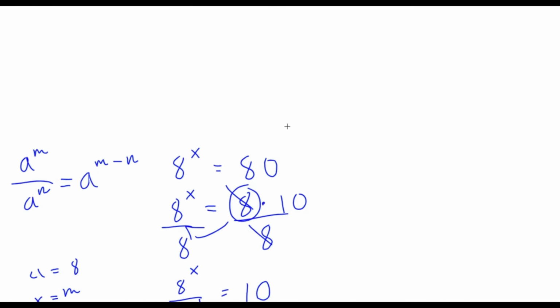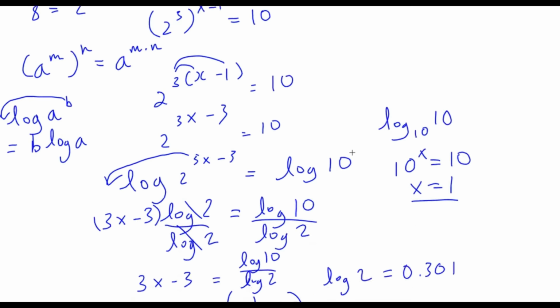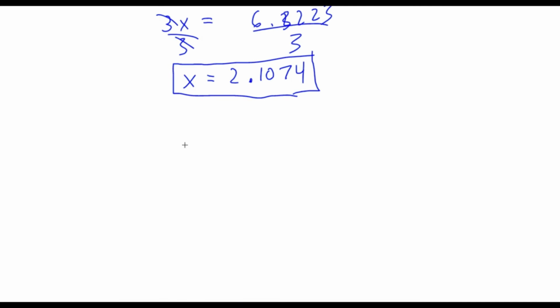And now, remember our original equation was 8 to the power of x is equal to 80. So if I plug in 2.104 into my calculator, so 8 to the power of 2.104, let me plug that into my calculator. And yep, it is indeed approximately equal to 80. Because it's not the exact value of 80, but it is approximately equal to 80.